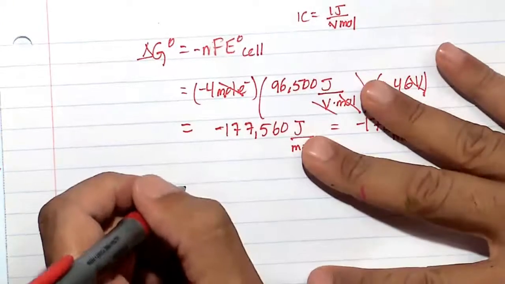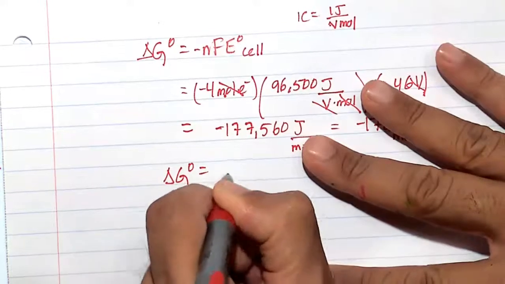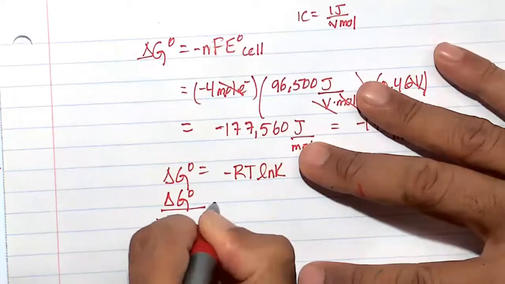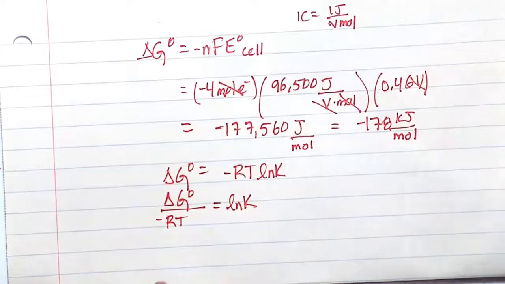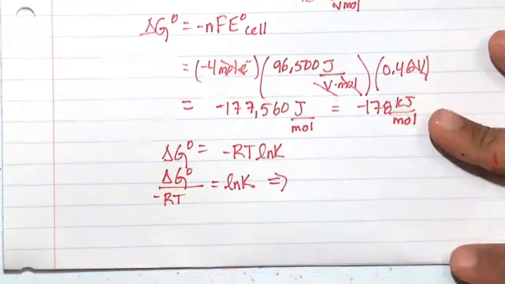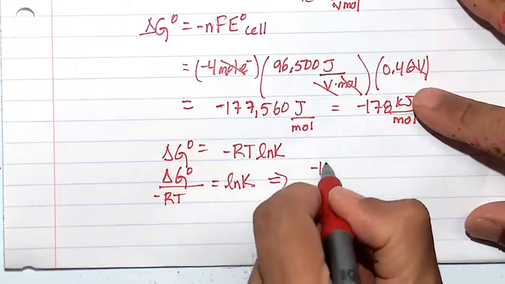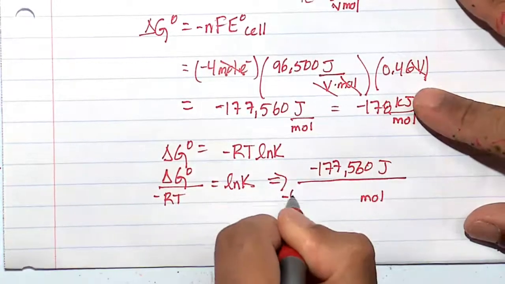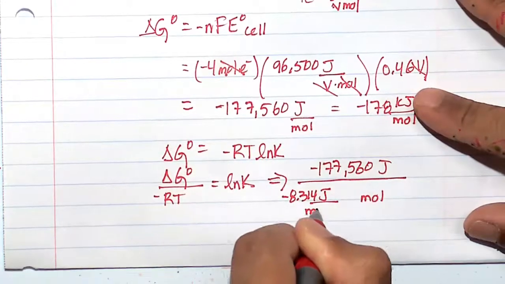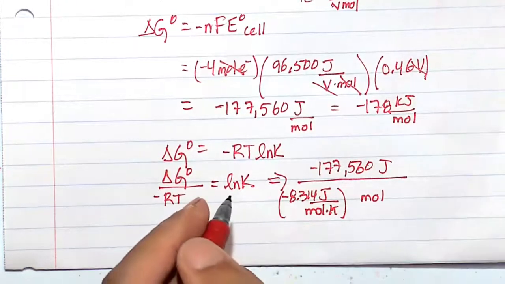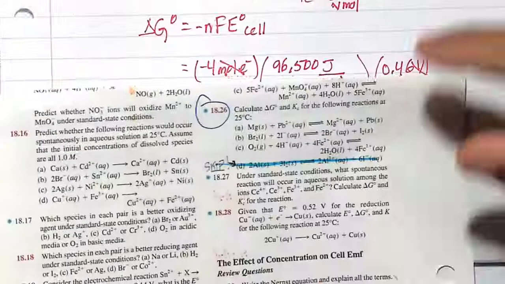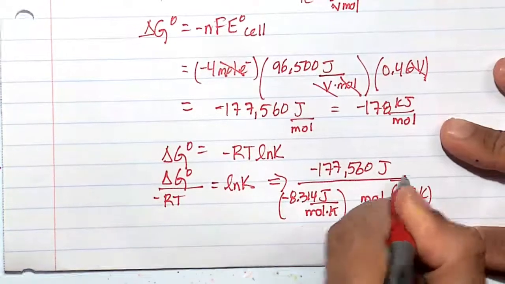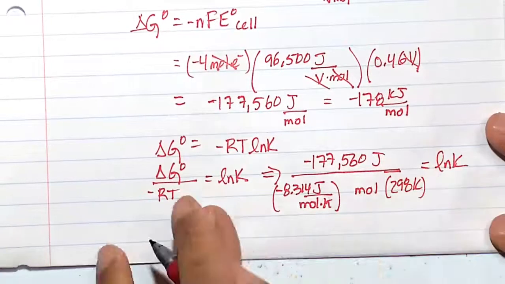And now let's go ahead and figure out K. So delta G is also equal to minus RT natural log of K. So delta G naught divided by minus RT is equal to natural log of K. So let's plug in numbers and take the inverse natural log to get our equilibrium constant, K. So delta G naught is something we already established as minus 177,560 joules over mole. R is 8.314 joules over mole Kelvin. And T, just want to remind everyone that the T here for all these problems is at 25 degrees C. Let's convert that to Kelvin, which is 298 Kelvin. All of that has to equal natural log of K.